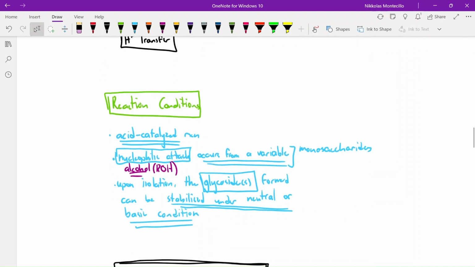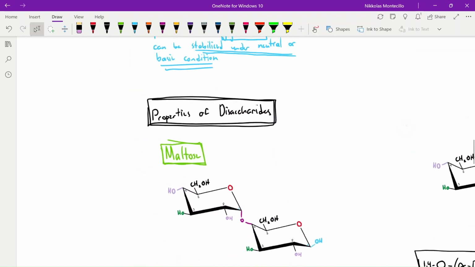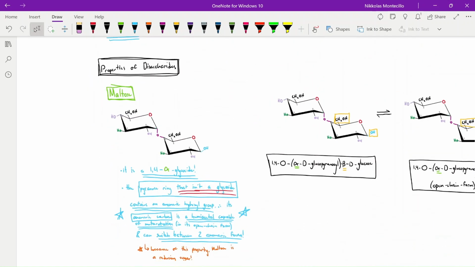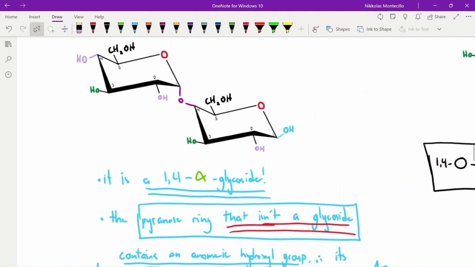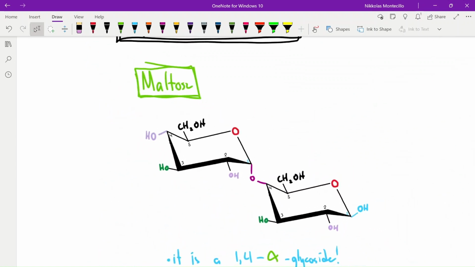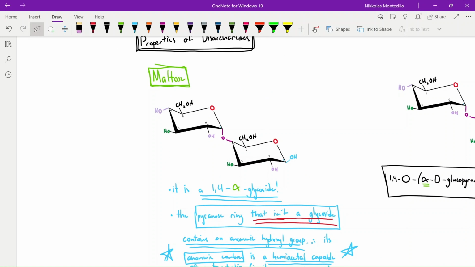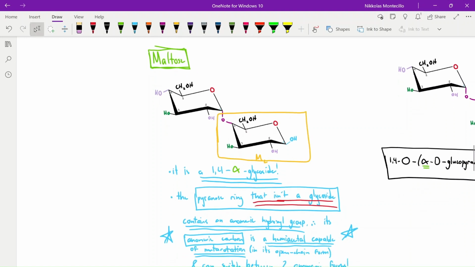Okay. Now, I want to discuss the properties of several disaccharides. Let's start with maltose. Maltose, as we've already established, is a 1,4-alpha glycoside because the substituent of carbon 1 and the substituent of carbon 5 are on opposite sides of the ring. Right? The pyranose ring that isn't a glycoside, so monosaccharide 2 in this case, right?